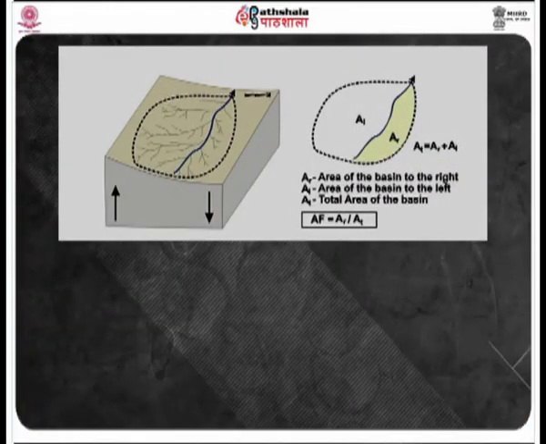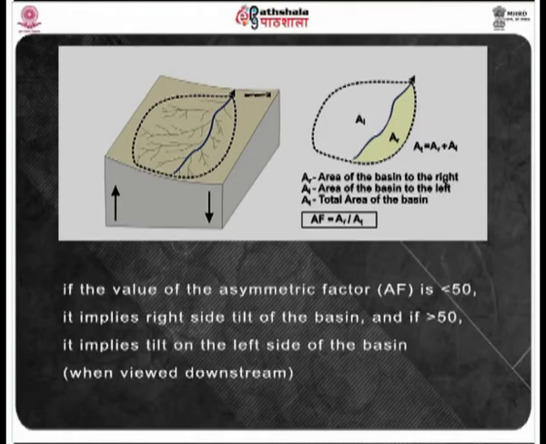Now, if you have a basin, that basin may get tilted due to tectonic activity. If the tilt is towards the right, then it will have more area on the left and the value of the asymmetry factor will be less than 50. And if the tilt is towards the left, then the area on the right side will be more and the value will be more than 50.